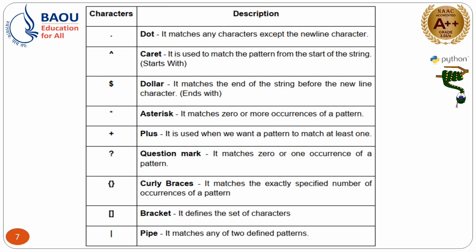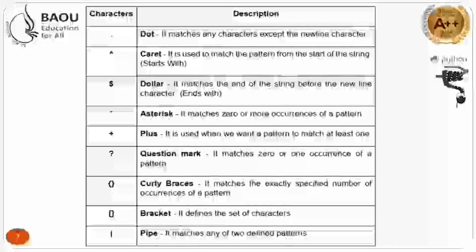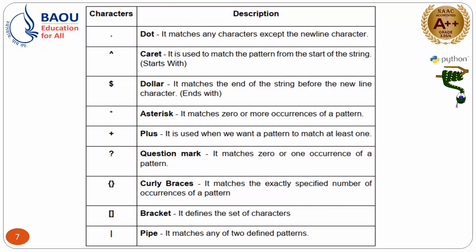Asterisk represents 0 or more occurrences in the pattern. Don't get confused about multiple characters like dot, question mark, plus and asterisk. Dot represents a single character, any character. Asterisk represents 0 or more occurrences within that particular pattern, right. Then plus: how does it differ from the asterisk? It represents at least once. Asterisk means 0 or more, but plus means 1 or more, right. That is the basic difference.